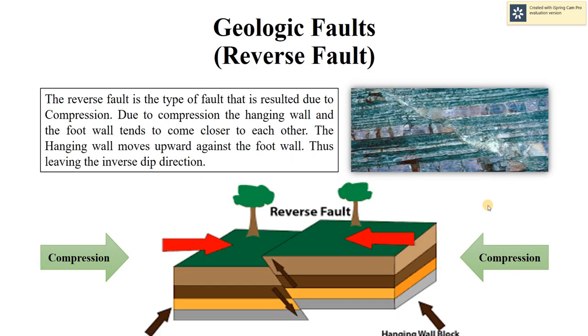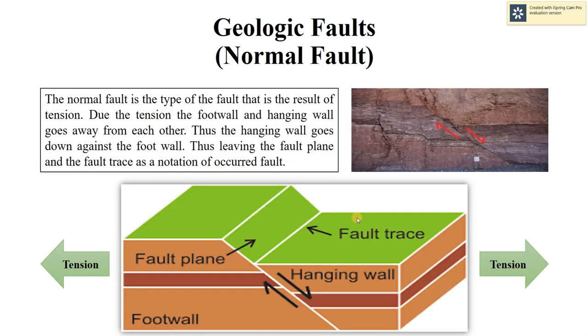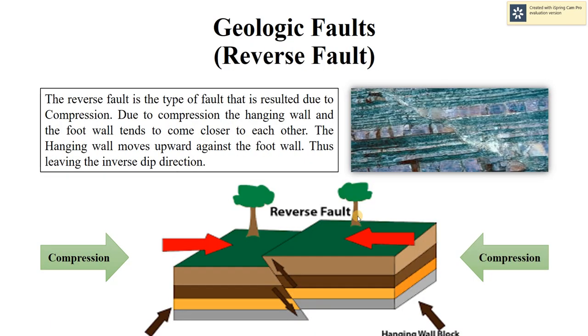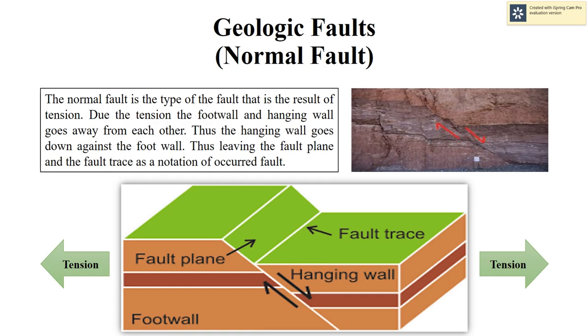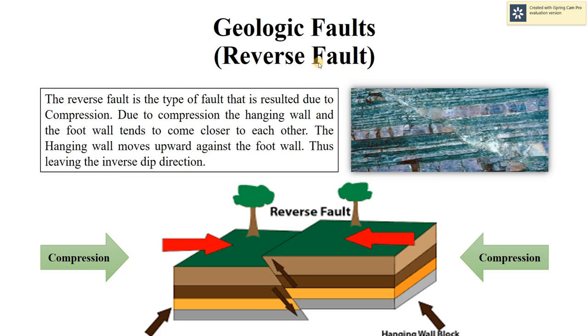The second kind of geologic fault is the reverse fault. Now the reverse fault is actually the reverse of a normal fault. In a normal fault there was tension, but in the reverse fault there's compression happening, because of which they override each other, and due to compression the hanging wall goes up against the footwall, leaving the inverse dip direction. Over here there's an inverse dip.